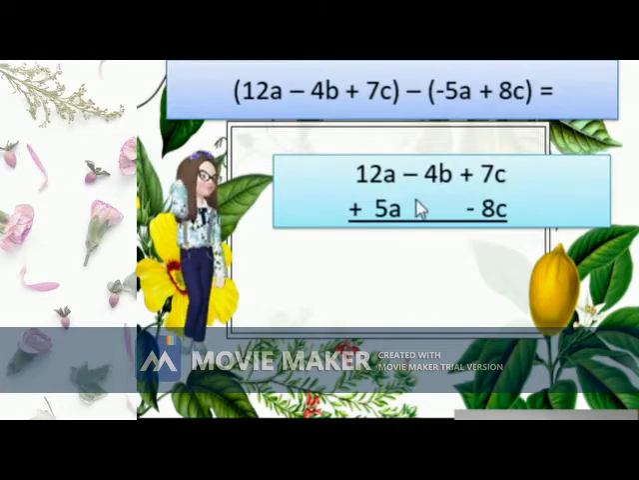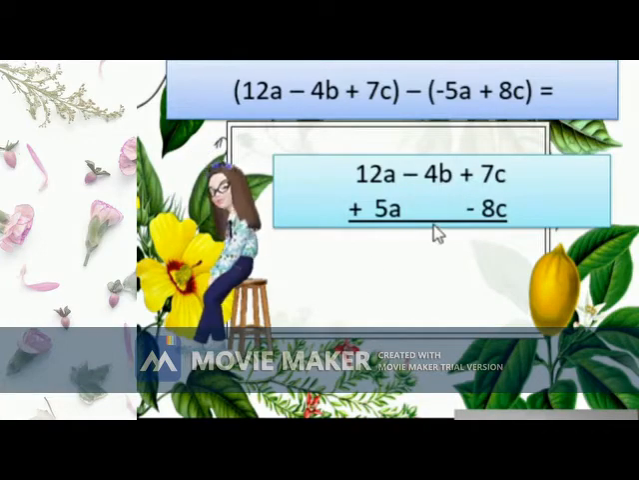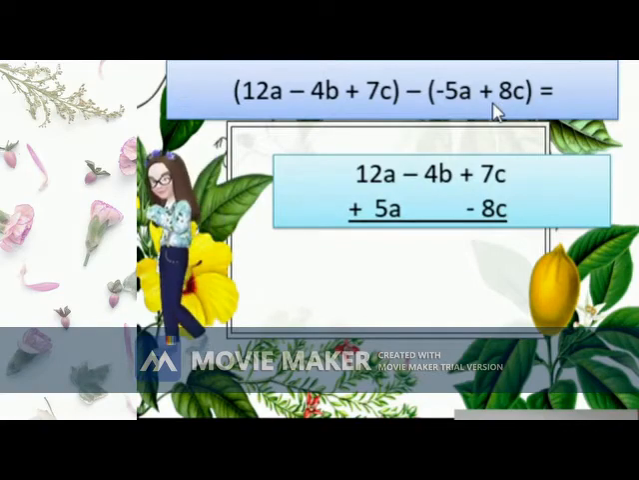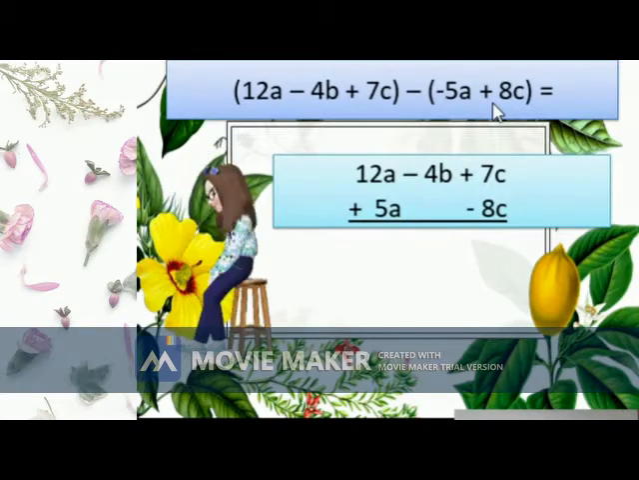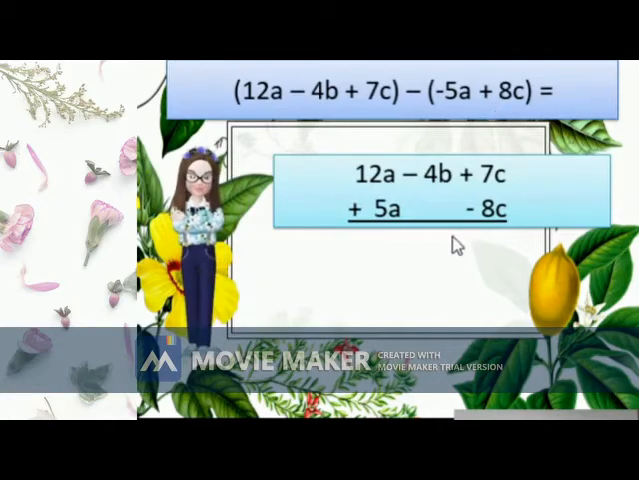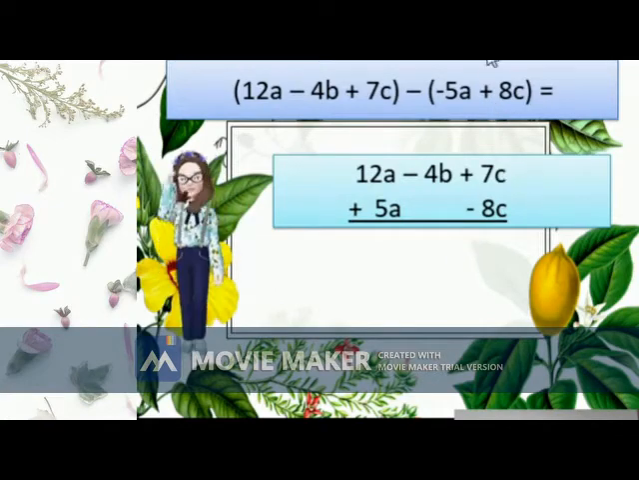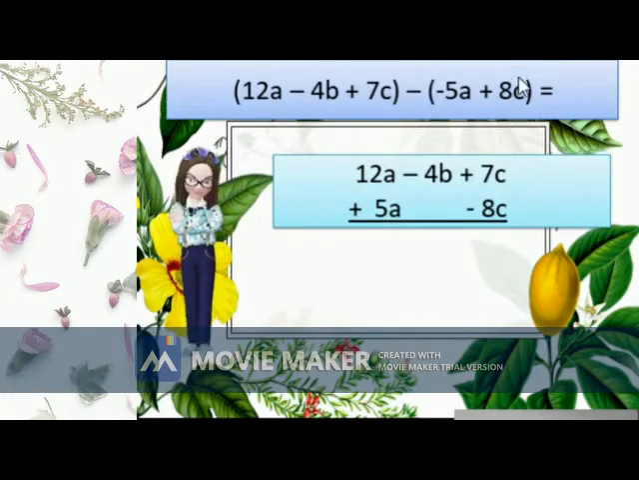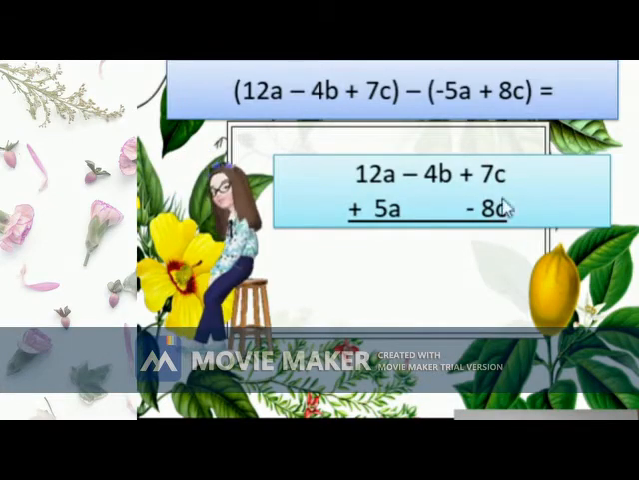Mom, why is it blank there? Because on the next term, we don't have the similar for that 4b. We don't have any variable b. So, just skip it. Then, I already changed the sign. The negative becomes positive. The positive becomes negative. So, we will now proceed to our addition rules.